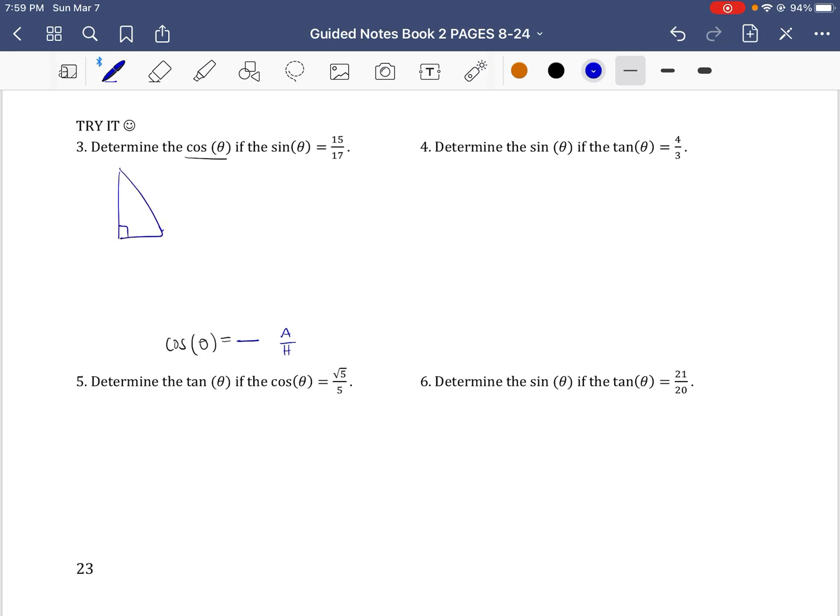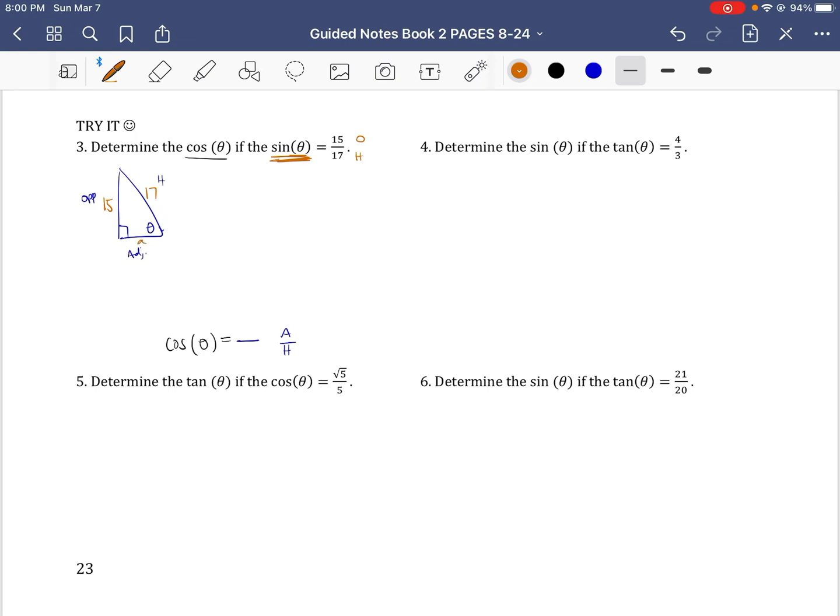Step 1. Call one of the angles theta. Again, it doesn't matter which one. Just know if I call that one theta, then this guy's opposite, this one's adjacent, and of course this one's the hypotenuse. So it gives me that the sine of theta is 15 over 17. Now remember, sine is opposite over hypotenuse. So when I label this, opposite of theta is going to be 15, and the hypotenuse is going to be 17. So there's my two pieces.